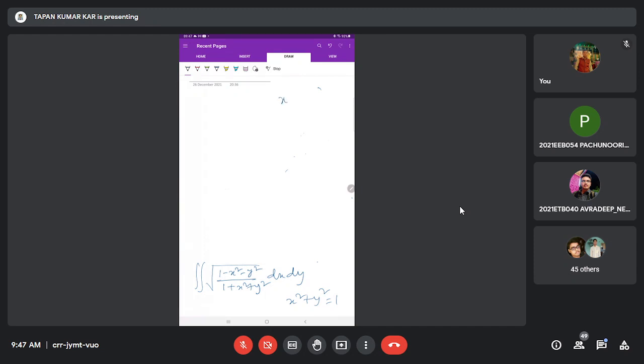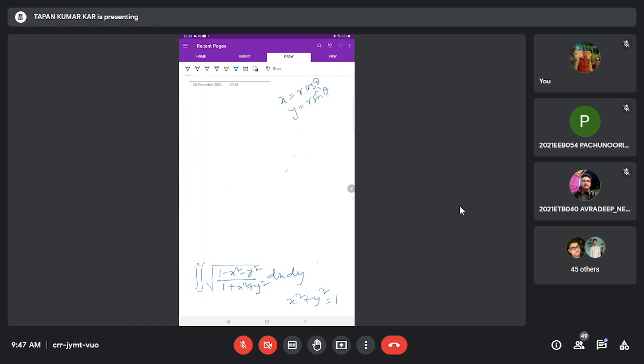x equal to r cos theta, y equal to r sin theta. Yes, you can proceed in this way. It becomes easier because here x square plus y square equal to 1, and also look at the square root of 1 minus x square plus y square. So it will be 1 minus r square, and in the denominator it will be 1 plus r square.